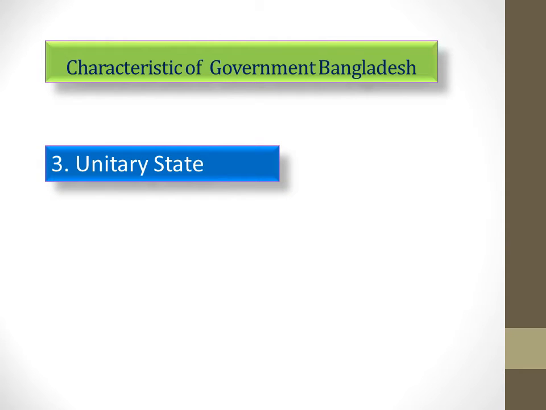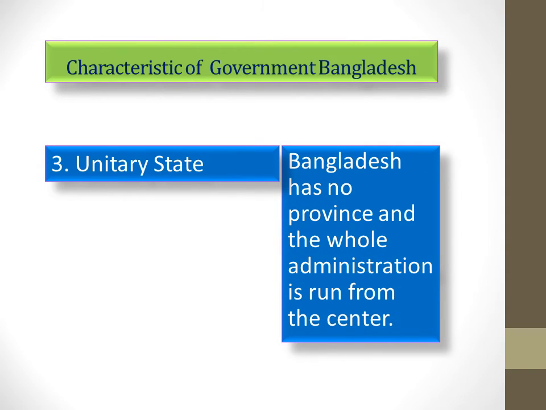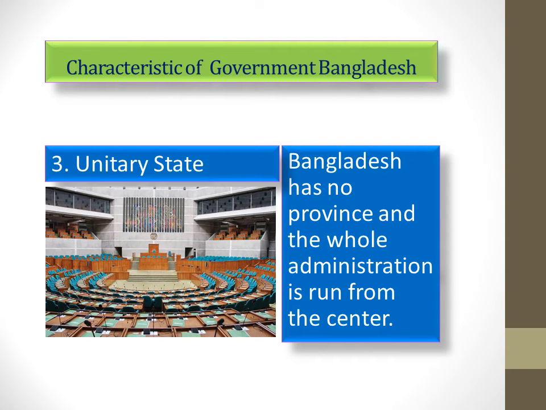Number 3, unitary state. We all know that Bangladesh has no provinces, and the whole administration is run from the center. Center means our cabinet. Our one cabinet controls the whole administration. This is our parliament. And Bangladesh has one chamber of parliament. And this is the character of a unitary state.